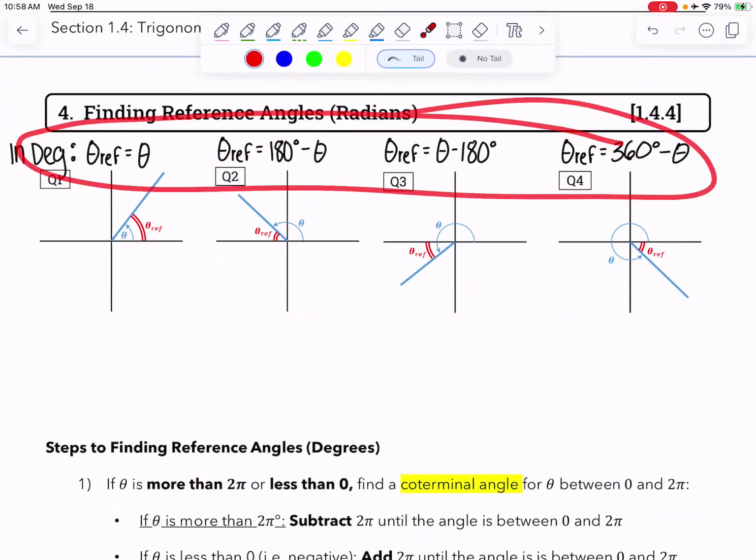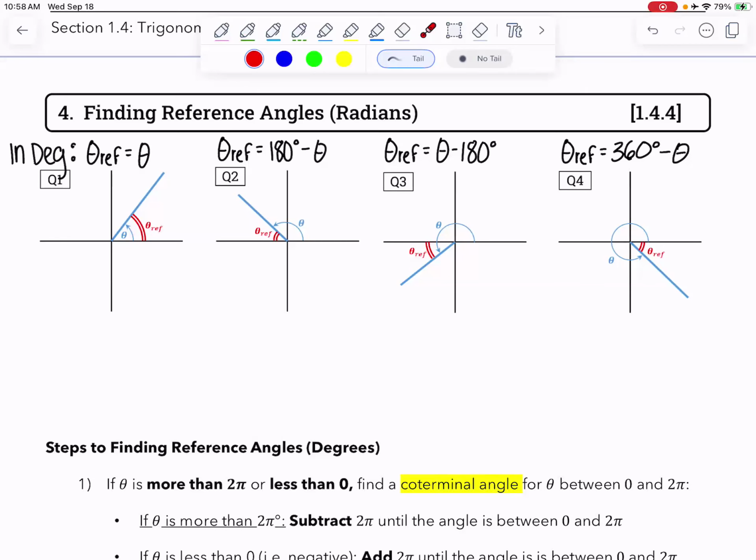I have written up here what the reference angles were in terms of degrees, and they are not much different at all from the radians. It's just we have to change degrees into radians. That's the only difference. So real quickly, this is going to be 0, pi over 2, pi, 3 pi over 2, and then this one is also 0 and also 2 pi. So instead of this being 180, we're thinking of it as pi. So our reference angle in quadrant 1 is the same, it's just theta, but theta's in radians.